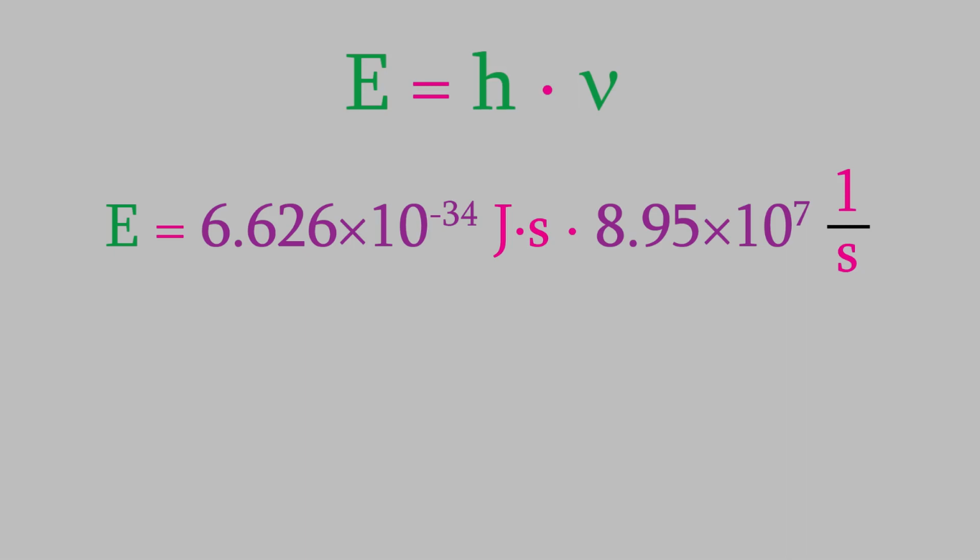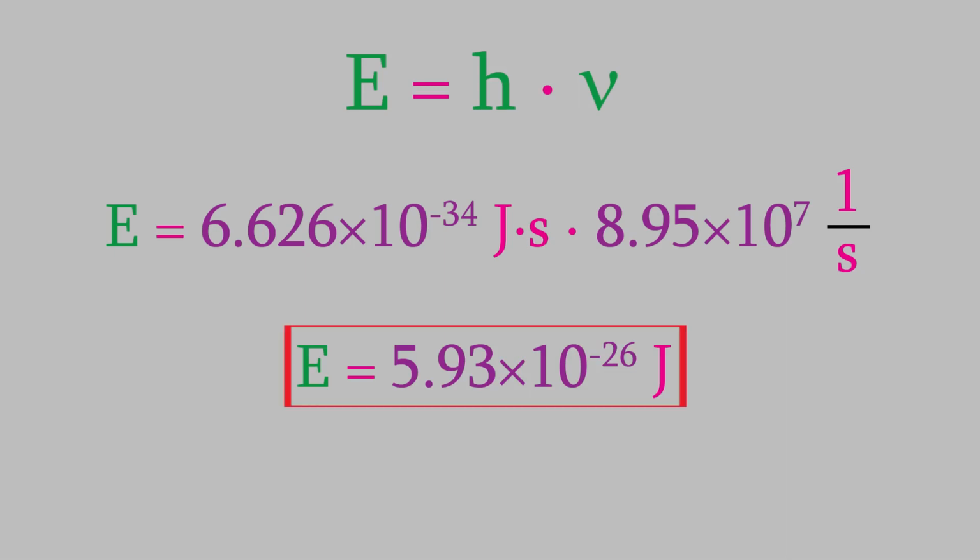That gives us an energy of 5.93 times 10 to the minus 26 joules. That's a really tiny energy. And that brings us to some of the research people first did with this new information. A lot of it relates to astronomy because people like stars.